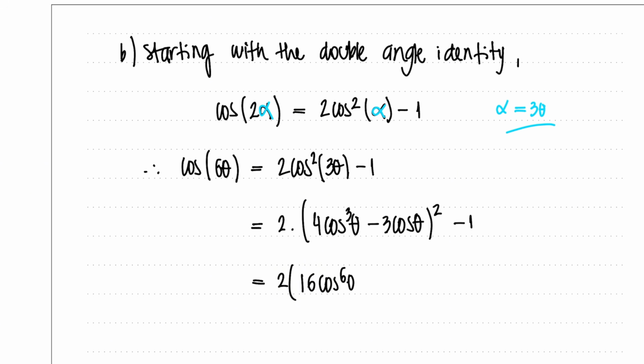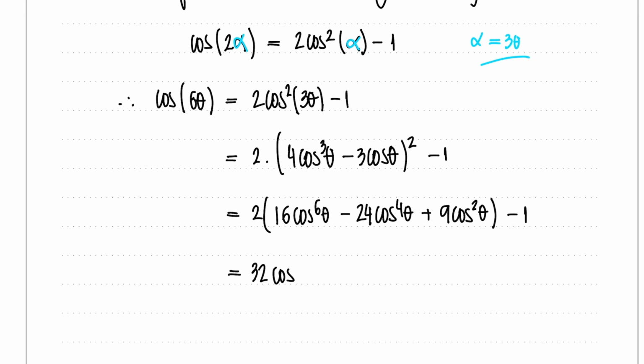Now the rest is just algebra. 16 cos to the 6th, 24 cos to the 4th, 9 cos squared. And then by multiplying this by 2 and subtracting 1, we finally get the result, which is 32 cos to the 6th minus 48 cos to the 4th plus 18 cos squared minus 1. And that's it. Now, moving on to question C.